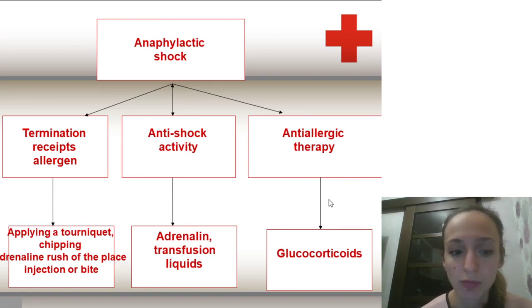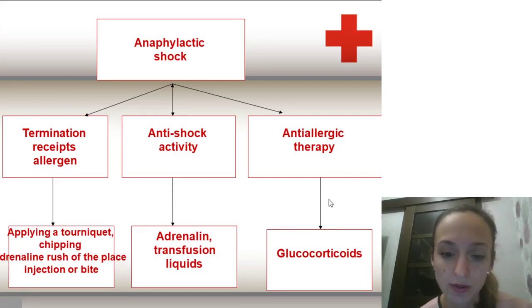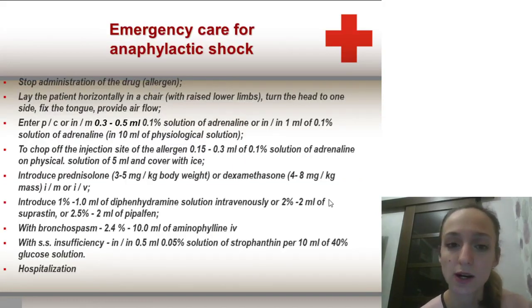First, apply a tourniquet and chip the adrenaline into the place of injection or bite. The second is adrenaline and transfusion of liquids, and glucocorticoids as anti-allergic therapy. Emergency care for anaphylactic shock: we should stop administration of the allergen, lay the patient horizontally in the chair, turn the head to one side, fix the tongue, or provide airflow.